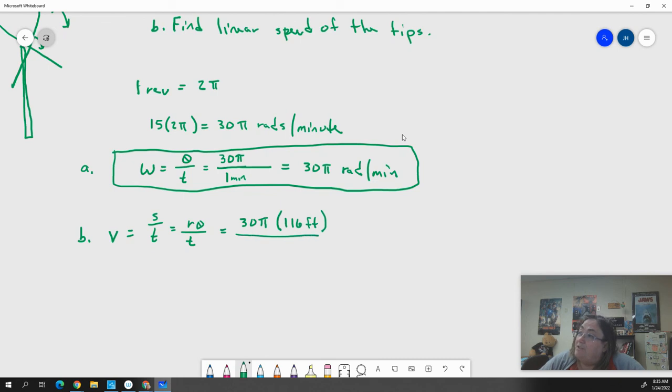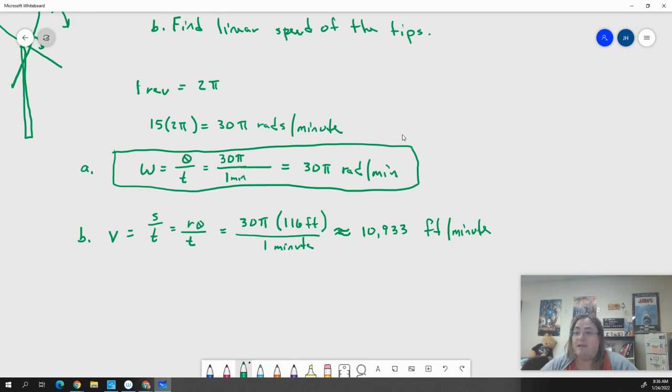So our radius times theta is 30 pi, which is our theta, times our radius, which was 116 feet, over time. Our time is just 1 minute, so we could just keep it as 1. So all we're really doing is multiplying these two top numbers, and we're going to get an estimated 10,933 feet per minute. This is feet, this is minute. Does that make some sense?